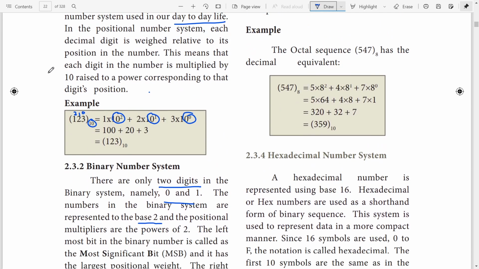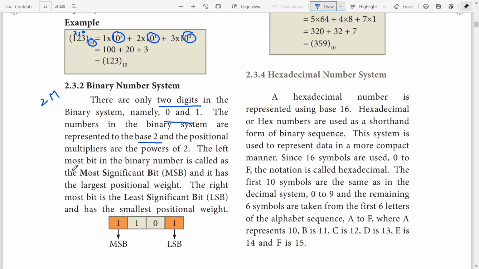Each number system can be asked as a 2 mark question. The decimal system can be a 2 mark question. The binary number system can be another 2 mark or 3 mark question. The leftmost bit in the binary number is called the most significant bit.